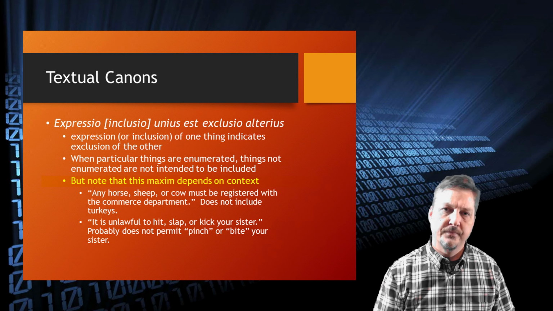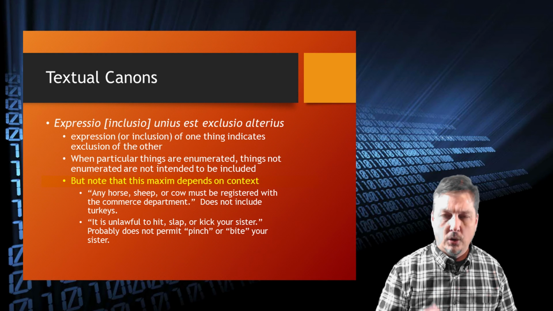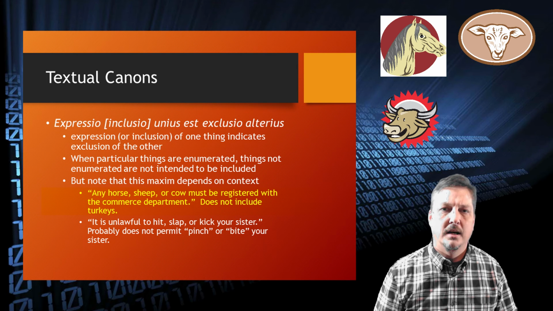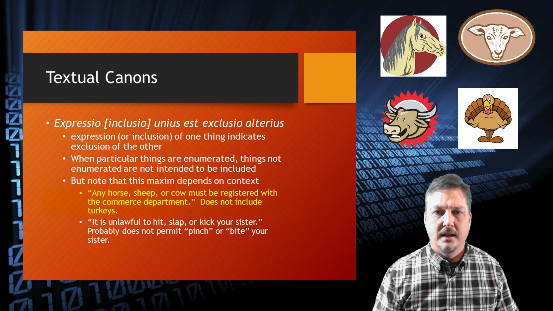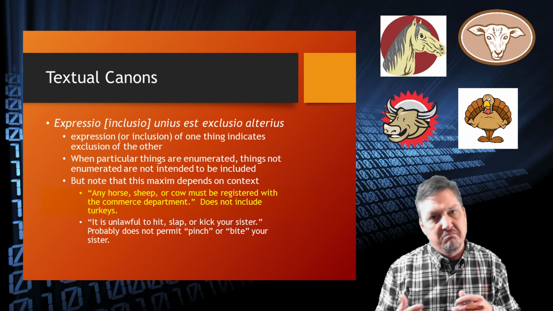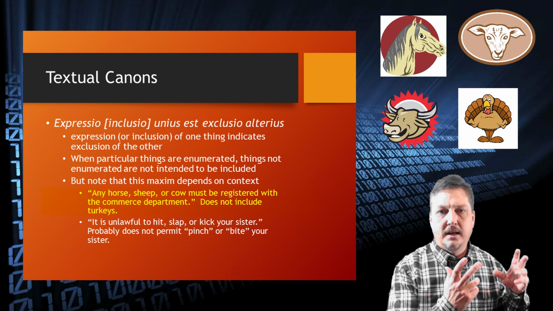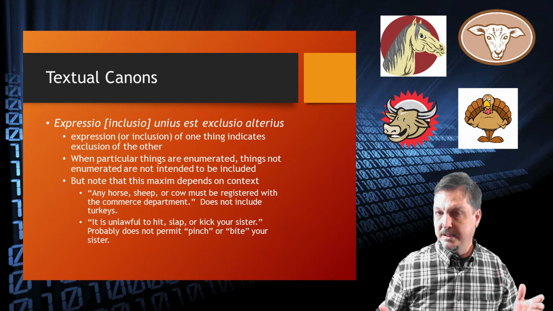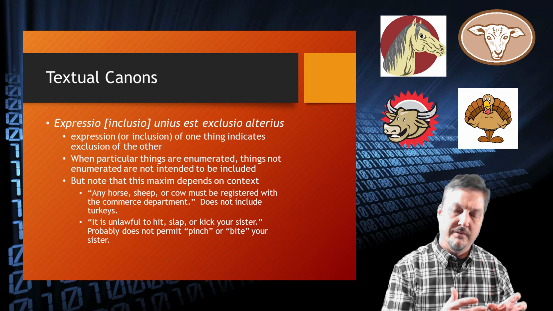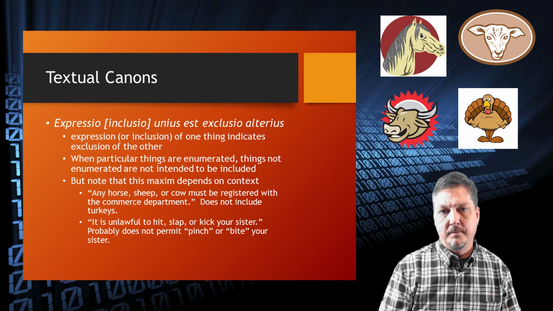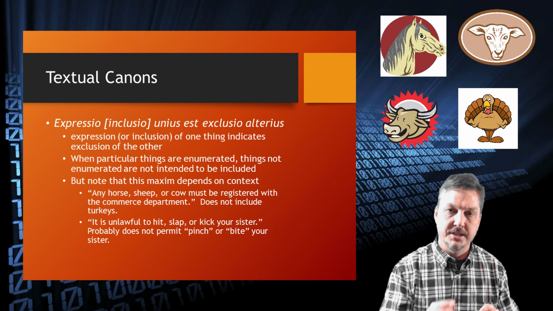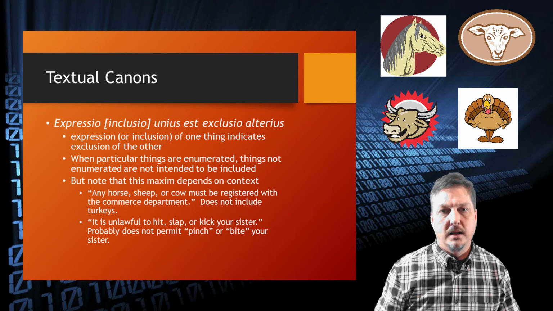So here's an example. A statute that says any horse, sheep, or cow must be registered with the Commerce Department. So would this include turkeys? Well, you might say it could, and if I apply some of the noscitur a sociis type canons, maybe it does. On the other hand, if I apply this expressio canon, I might say, well, look, this statute very specifically registers or lists certain kinds of animals.